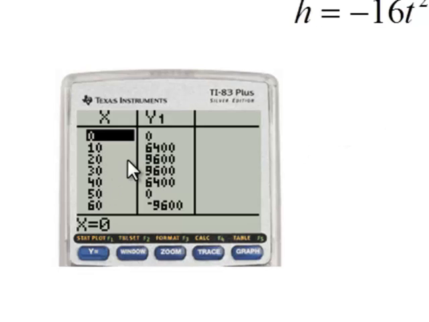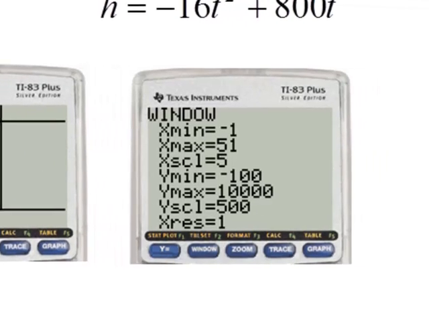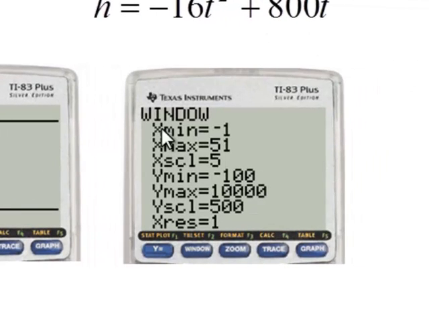So it appears that the height is getting close to 10,000. This will help us determine the window settings for the graph. So if we press window, set the x-min to be negative 1, the x-max to be 51, because we know the bullet will be in the air for about 50 seconds. We'll count by 5, the y-min negative 100, the y-max 10,000, and this time we'll count by 500.